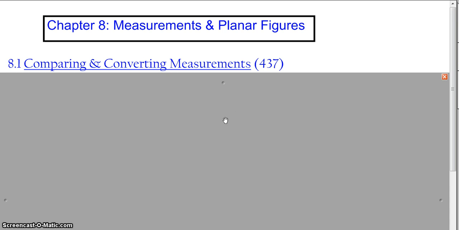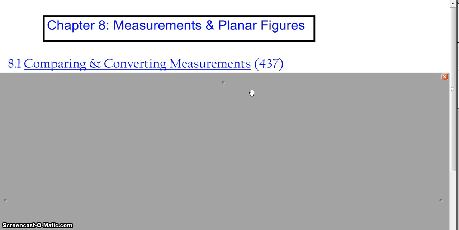Super important lesson. So this is a stumbling block for many people in math. It reminds me of chapter 3 when we did percents. You know, people just sometimes struggle with that. So if you ever wanted to, you could come back and watch the video. It'll be posted online. We're converting measurements two ways.